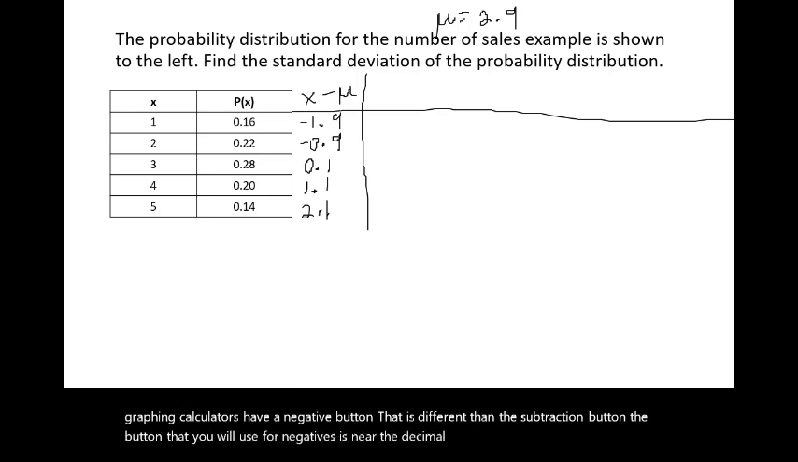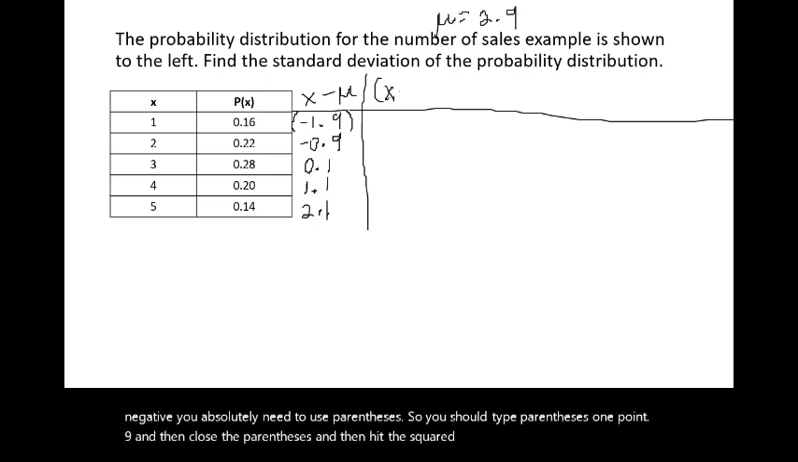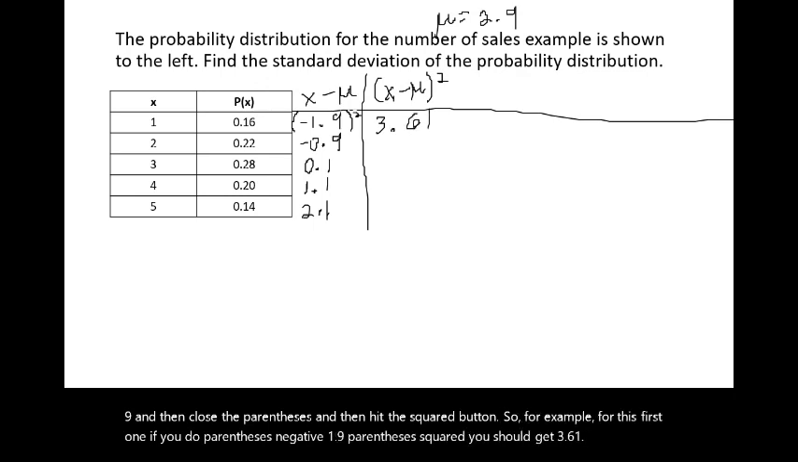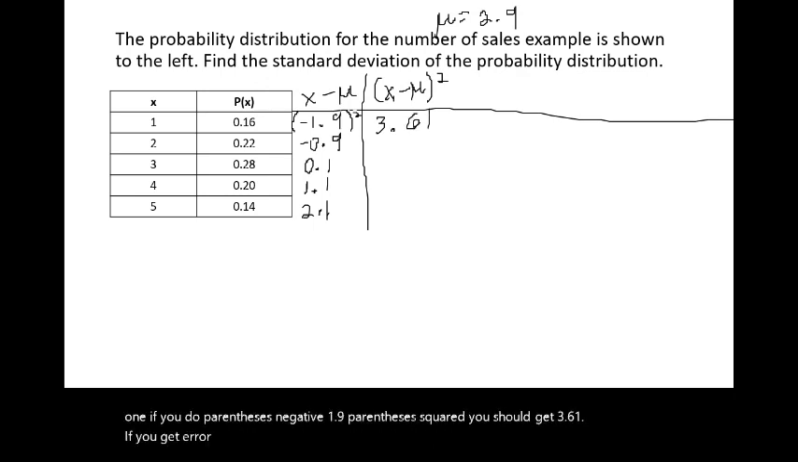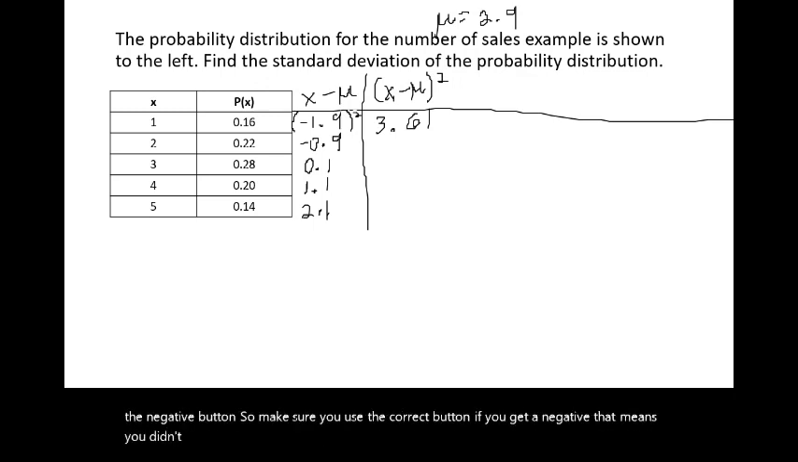Also, if you are squaring a negative, you absolutely need to use parentheses. So you should type parentheses 1.9 and then close the parentheses and then hit the squared button. So, for example, for this first one, if you do parentheses negative 1.9 parentheses squared, you should get 3.61. If you get error syntax, that means that you accidentally used the subtraction button instead of the negative button. So make sure you use the correct button. If you get a negative, that means you didn't use parentheses.